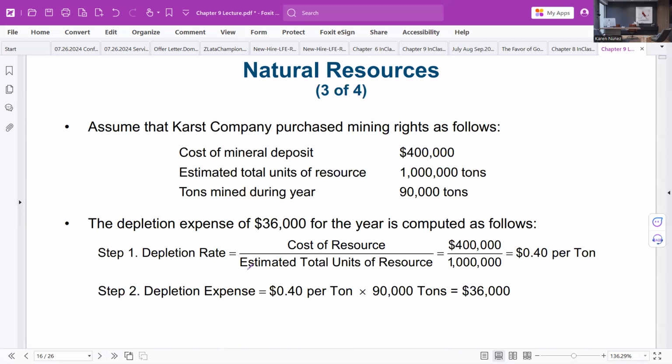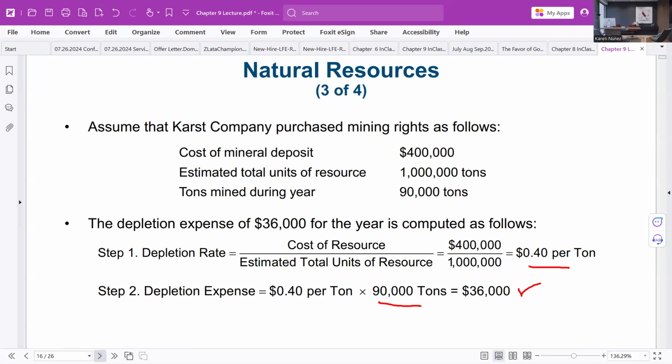So in this case, we have a natural resource that cost us $400,000. And what we do is, again, use a 2-step process and find the depletion rate. So the cost of the asset of $400,000 spread over the estimated total units of this resource. 1,000,000 tons is what we expect to harvest from this natural resource. So the depletion rate is 40 cents a ton. And in this first year, we've removed 90,000 tons. So the amount of depletion that we're going to recognize is $36,000.